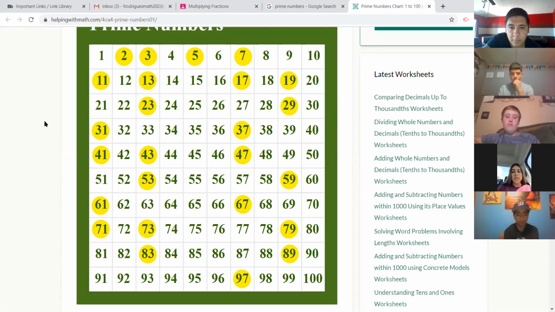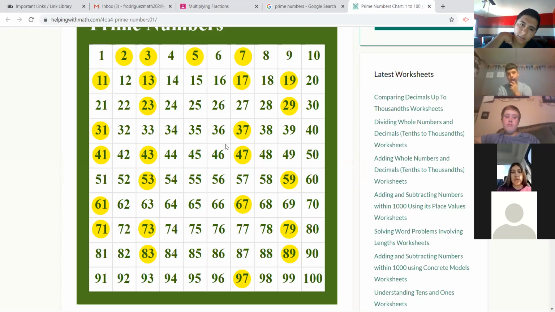The prime numbers are the highlighted ones or the non-highlighted ones? The highlighted ones. The highlighted ones, they can't be divided by another number. Well, they can only be divided by one and itself.